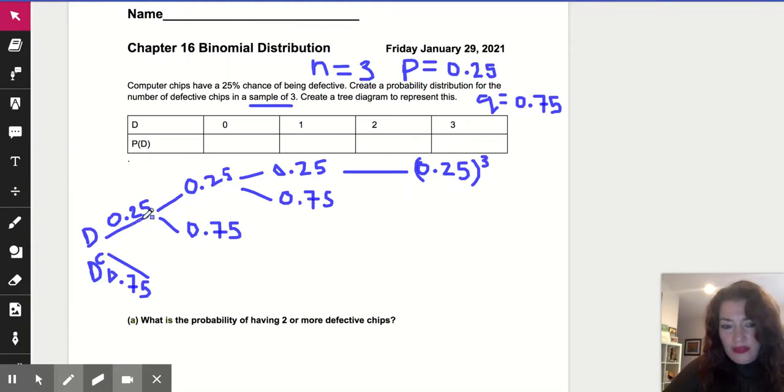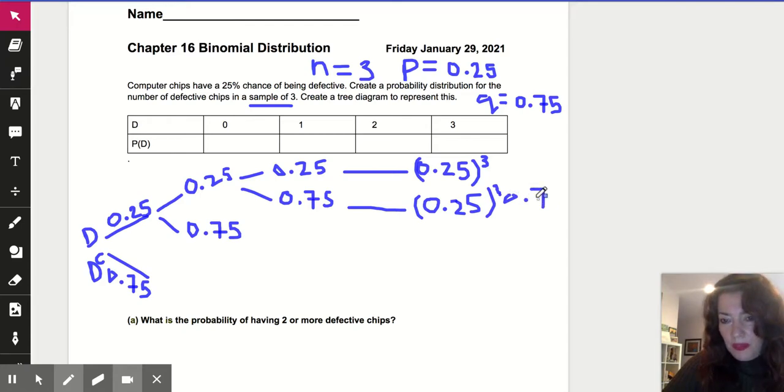And this one here, if I follow along, the first 2 are defective and the third one is not defective. So for this one I'm going to write 0.25 squared times 0.75. Remember, for the probabilities, we multiply the branches. So this is 0.75. This is a 2 right here.